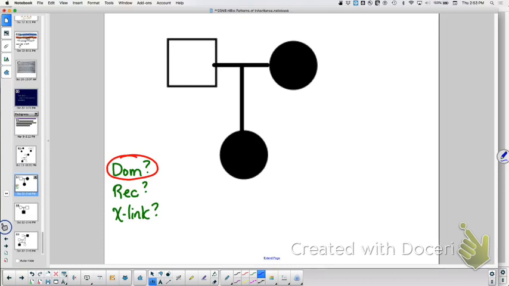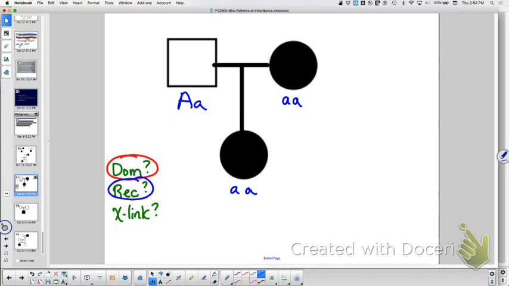Recessive trait. Little a. So little a. This one is little a. This one does not have the disease, so they have to be at least big A. Could they be harboring a little a? Yes. So will it work for a recessive trait? You see that? Yes, it will.